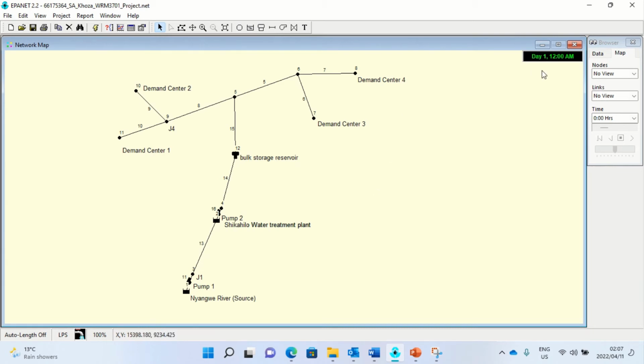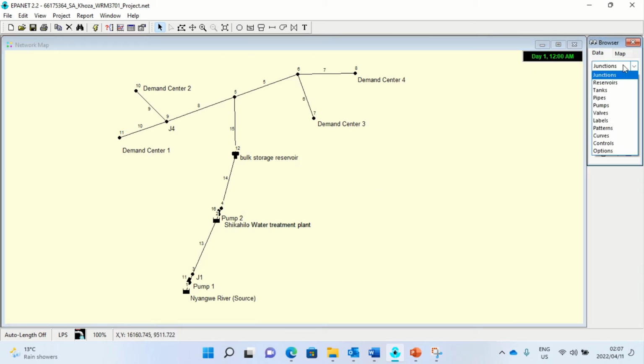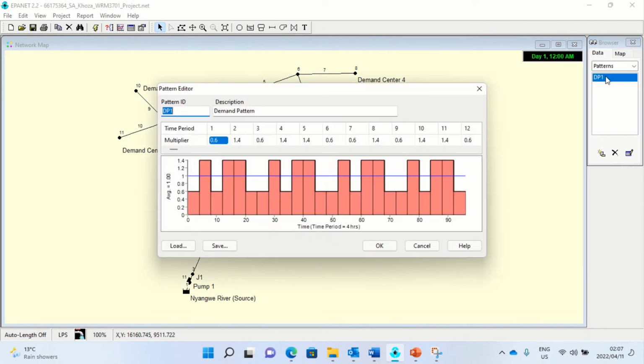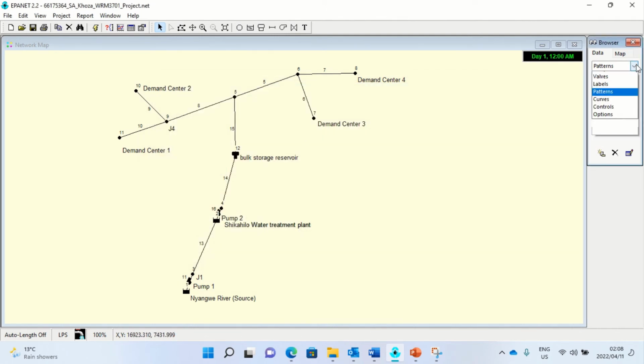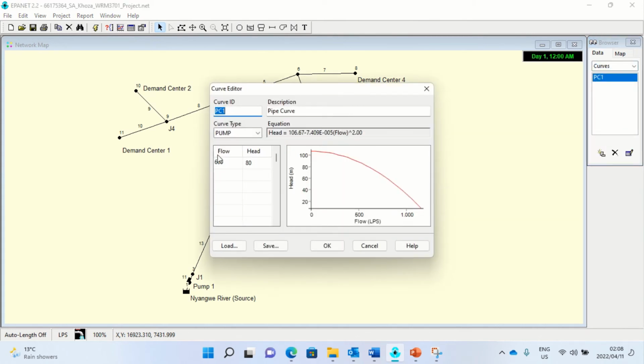There's something that I did also. I came here and changed my patterns and renamed them SDP1. The patterns were given. These values, the multiplier, were given from the question, so I've just input them here. And then also with regards to the curve, I was given a flow of 600 and a head of 80, and I've named it as my curve ID is PC1.